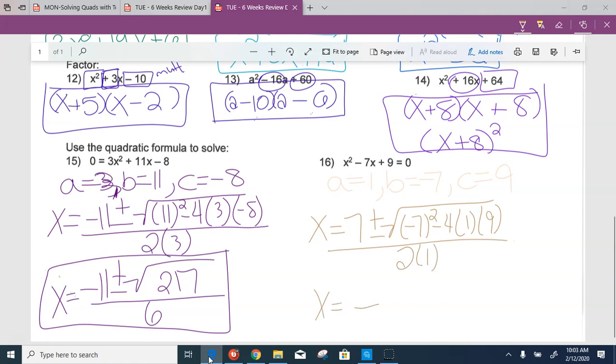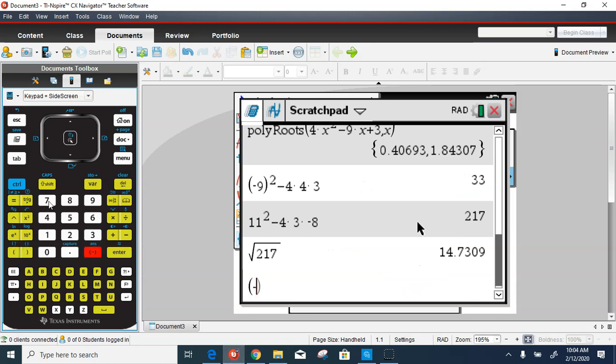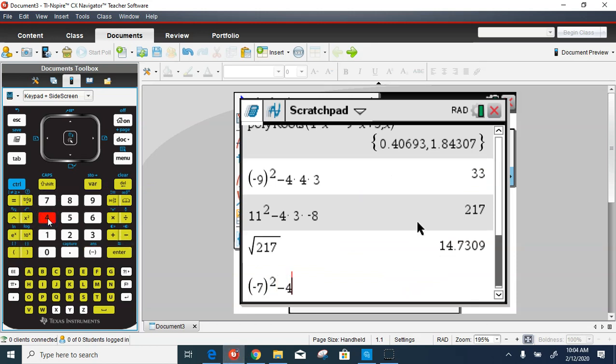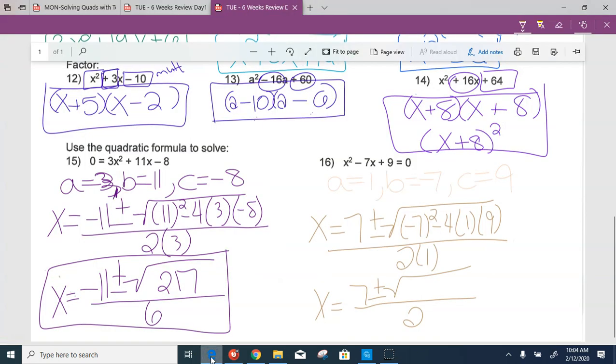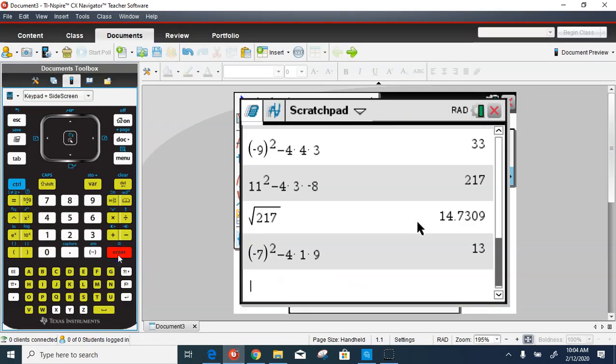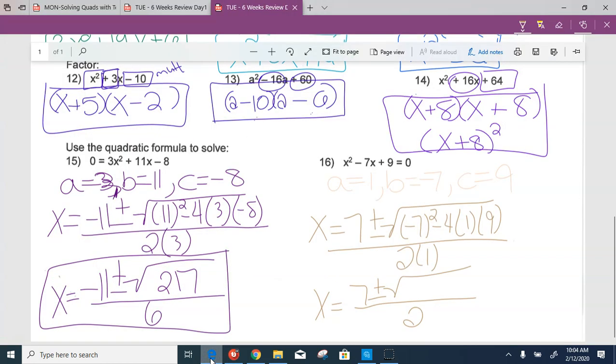So this I suspect will be very similar to the one previously, so I'll set it up to go at least that far. Negative 7 squared minus 4 times 1 times 9. Enter. 13, all right. Double check that's what it's supposed to be. Yes. And I get 13. Obviously not a perfect square root. And so I get, well, that's pretty much my whole answer. 7 plus or minus the square root of 13 over 2.